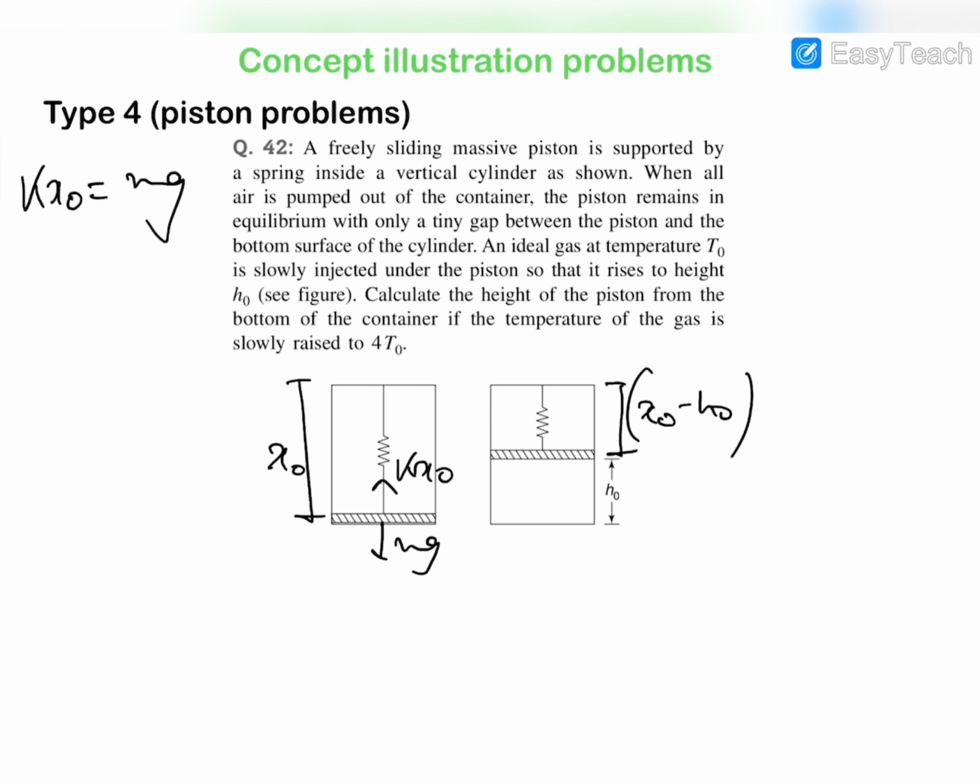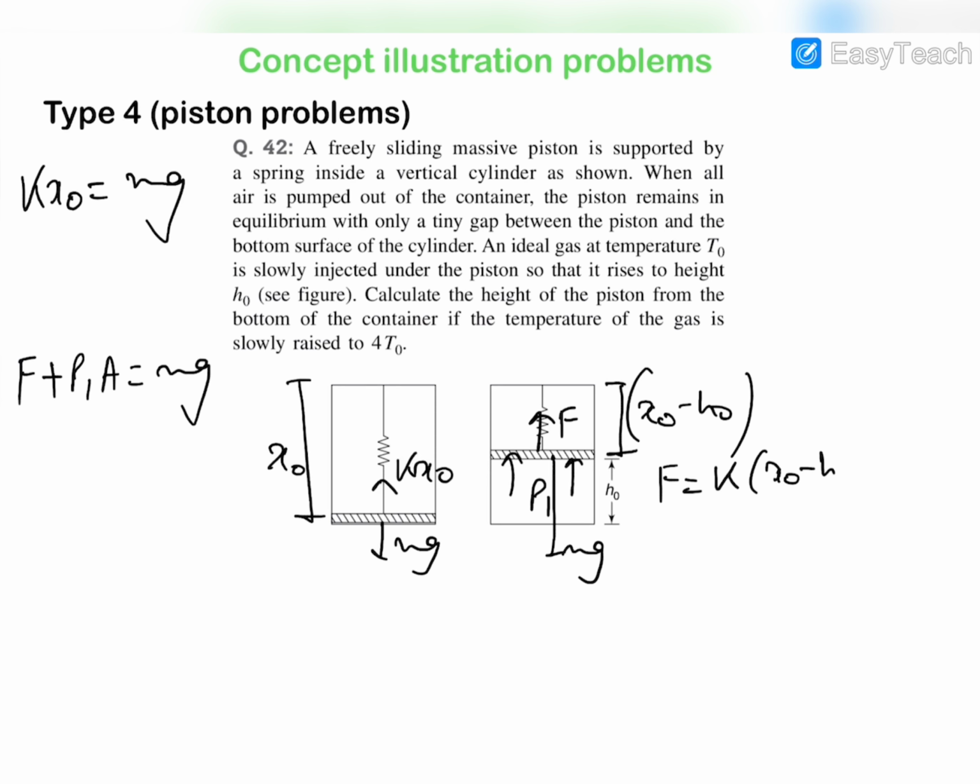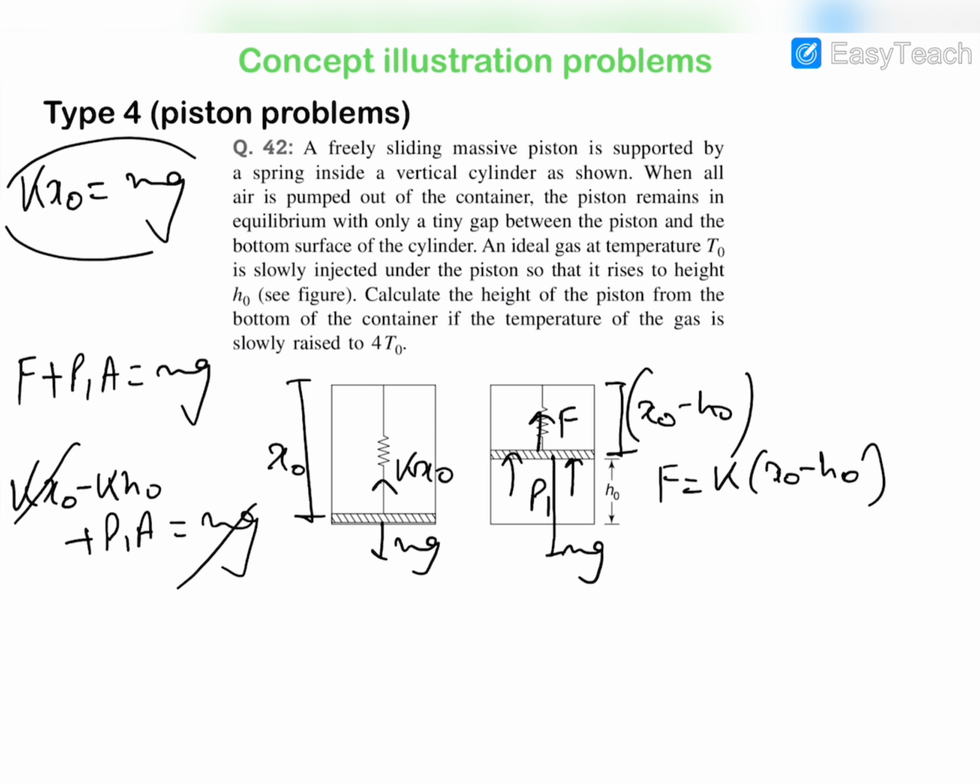So we can balance the forces. The force F of the spring would be acting in the upward direction, the pressure is P1, and mg is acting in the downward direction. So F plus P1A will be equal to mg, and F will be equal to k(x0 minus h0). So kx0 minus kh0 plus P1A is equal to mg, and cancelling mg with kx0, we get kh0 equal to P1A, the first equation.